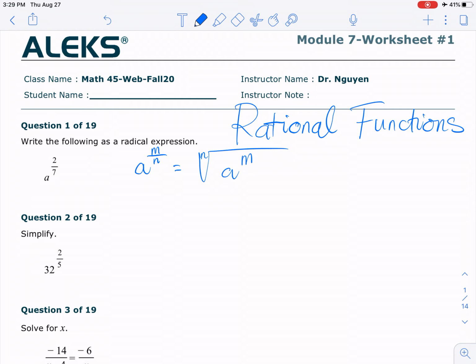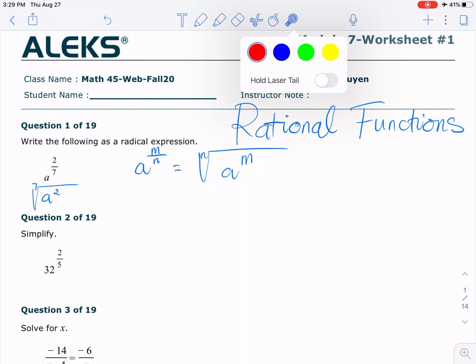So when you have a to the 2/7 power and you want to rewrite it, we have a squared, and then the index is going to be 7. The index is going to be the denominator, and the numerator is the power. Okay, so same thing over here.